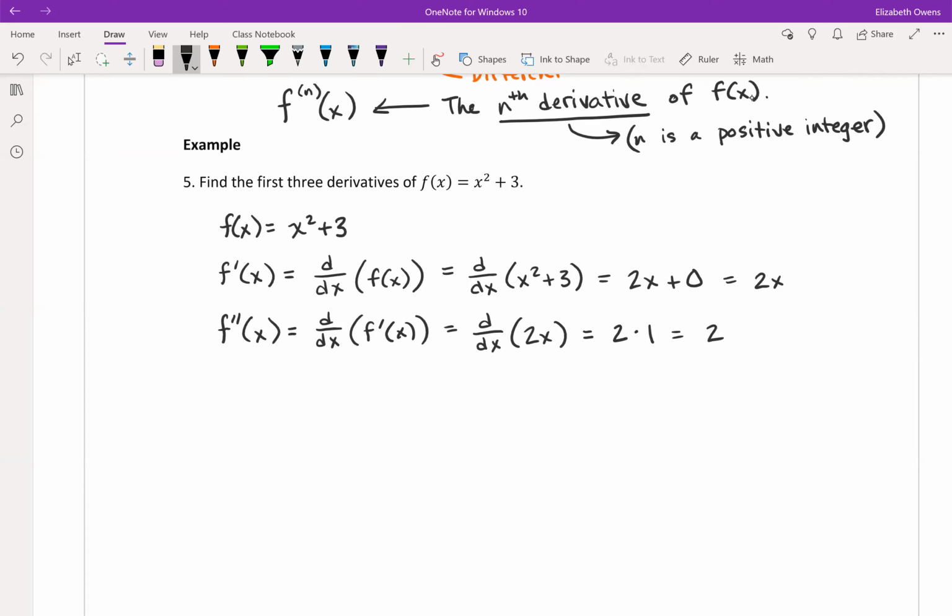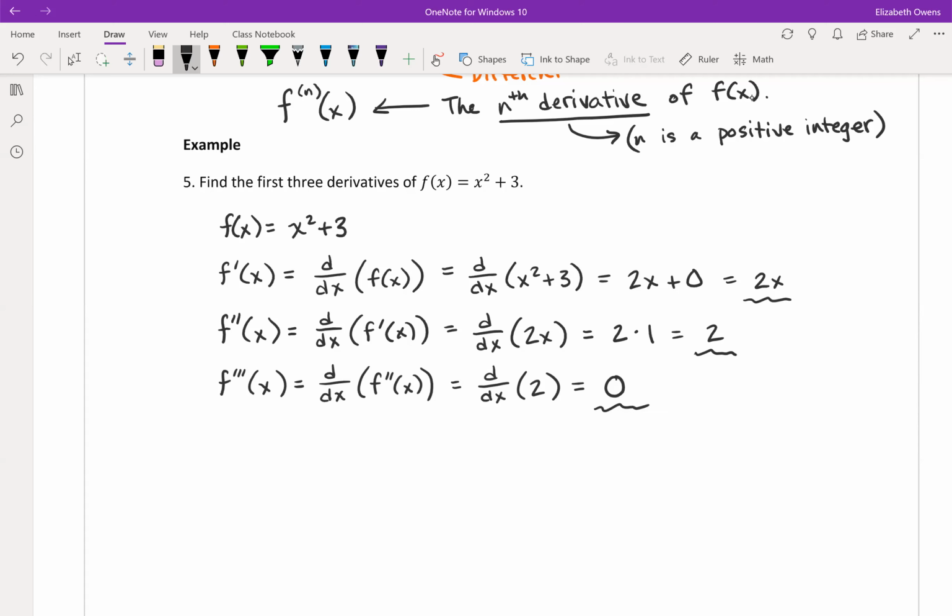Now we want the first three derivatives, so here is f triple prime of x. And that we're going to take the derivative of the second derivative. So you go one prior, take the derivative again. So d dx of f double prime of x. That'd be the derivative of what we just found, which was 2. And the derivative of that constant is just 0. So there are the first three derivatives of our function. So the original function is x squared plus 3. First derivative is 2x. Second derivative is 2.